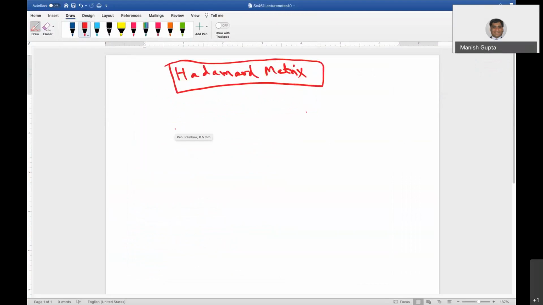So what is a Hadamard matrix? A Hadamard matrix is a matrix of size n by n with entries either +1 or -1, such that H H transpose is equal to nI. This is the definition of the Hadamard matrix. So it's a square matrix of size n by n with entries ±1 such that H H transpose is equal to nI.